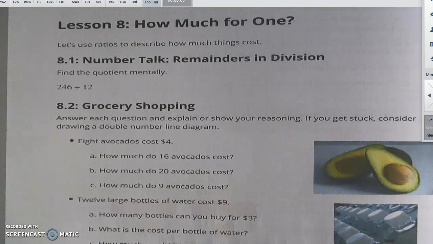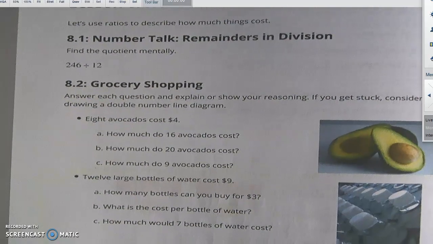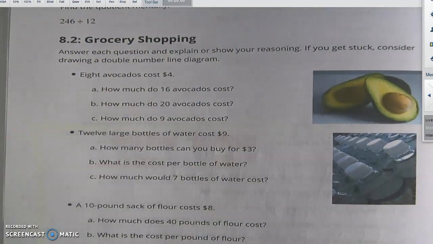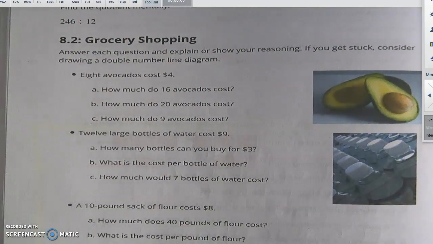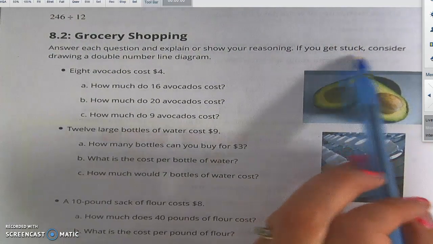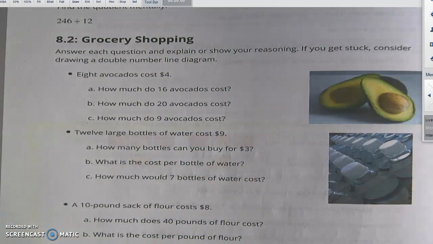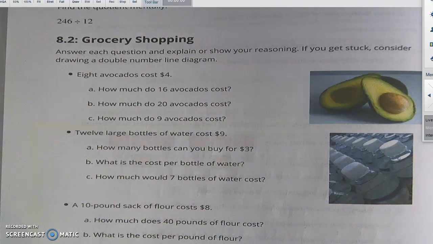So our learning goal for Lesson 8 was let's use ratios to describe how much things cost. So we're still talking about equivalent ratios like we were last week. And the directions in this first part even say if you get stuck consider drawing a double number line diagram. I don't know that anyone really did that in class, and that's perfectly fine as long as we have another way to do it without the double number line.